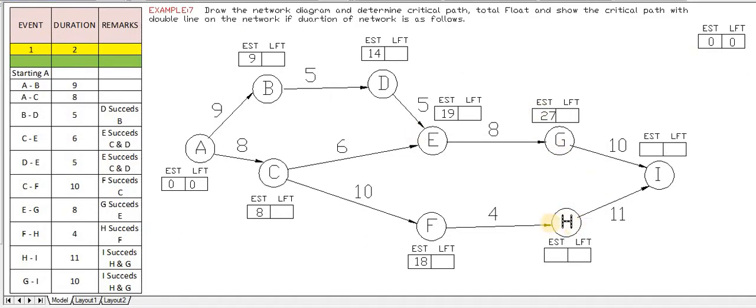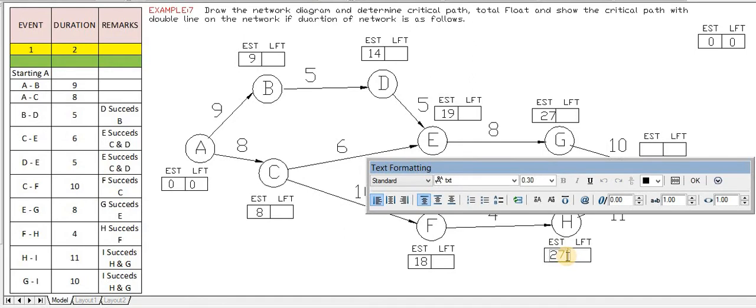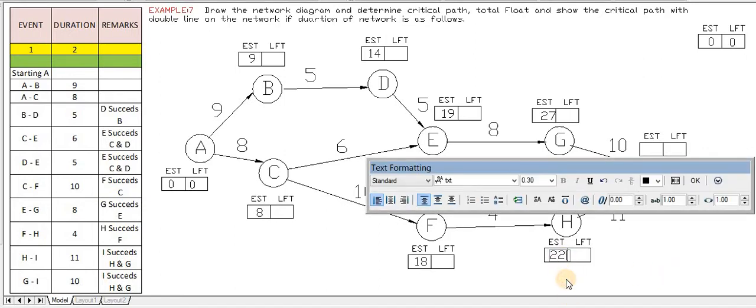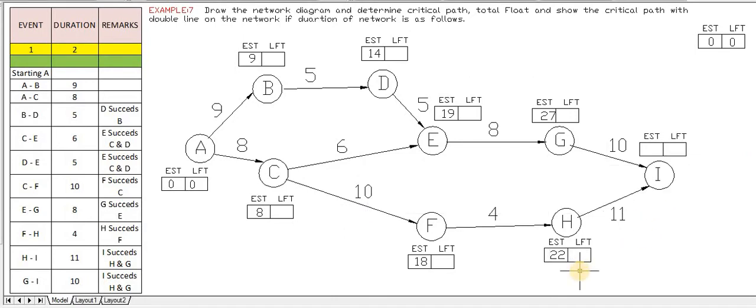Same way, what about H? H again has only one converging point, from F. The EST for the previous activity is 18. So 18 plus 4 is nothing but 22. We will copy this and enter it as 24, sorry, 22. Yes, the value is 22. So 18 plus 4 is nothing but 22.